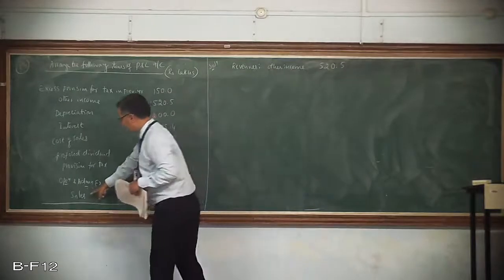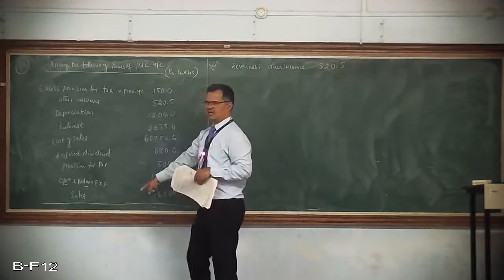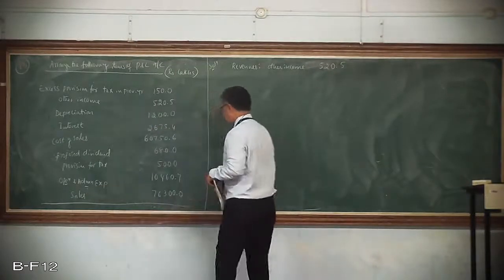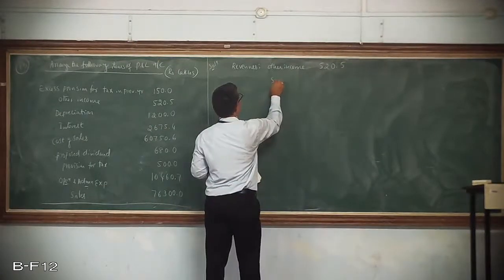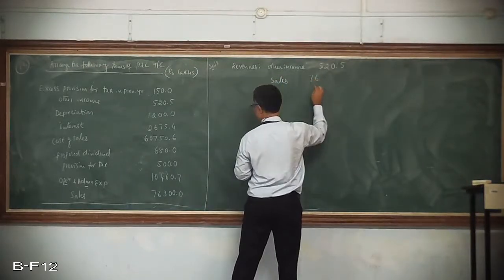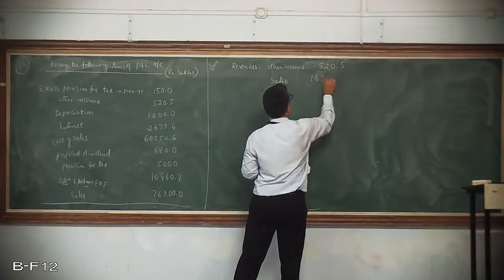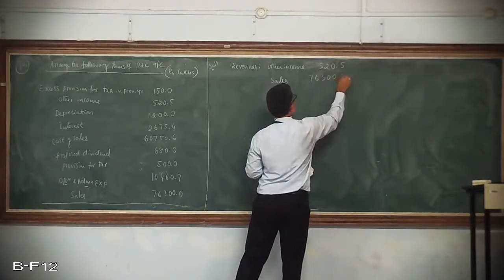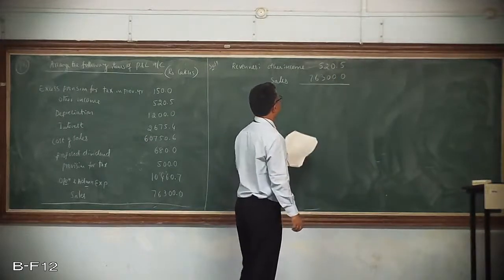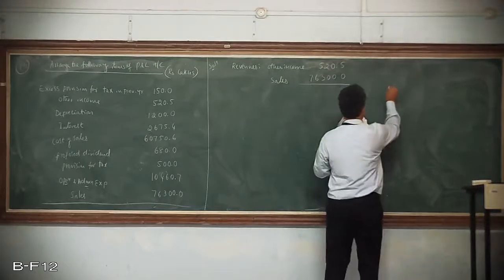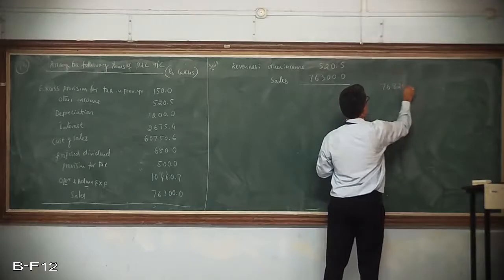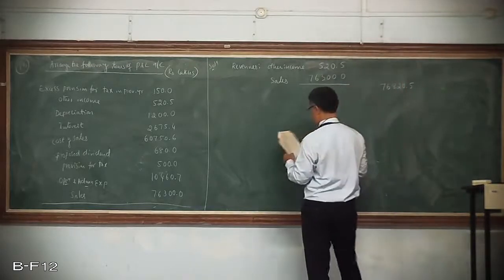So there is one more heading here, sales. It's income here because the money came through sales. Okay, sales. That is sales right here. Sales of 76,300.0. So for total revenue, add these values. So it's going to be 76,820.5. The revenue.